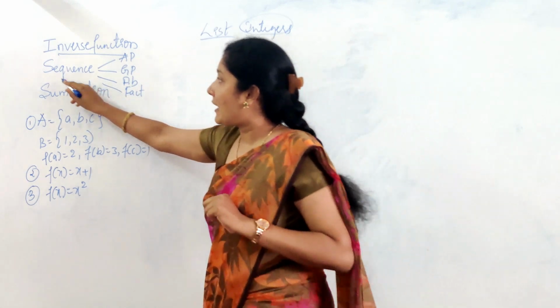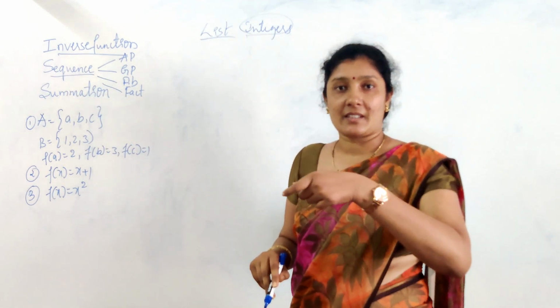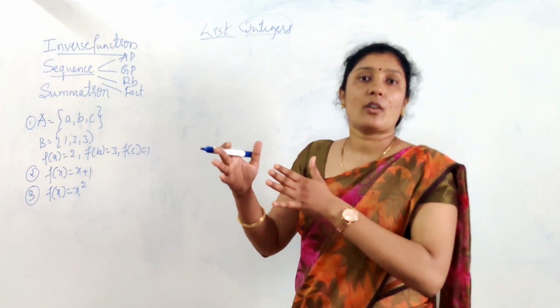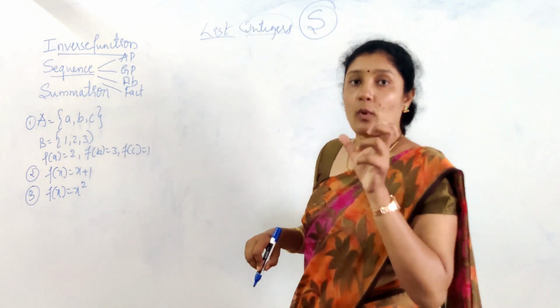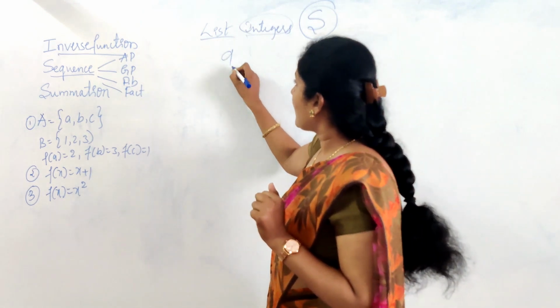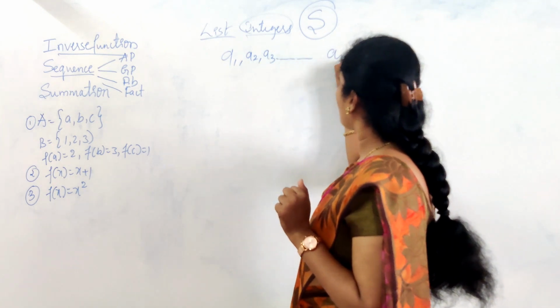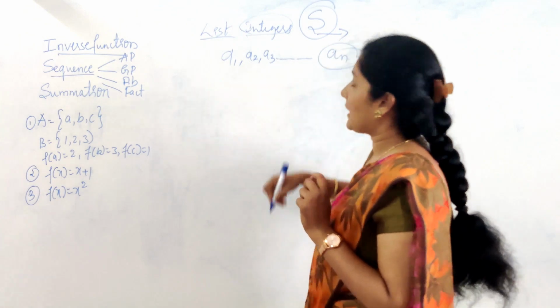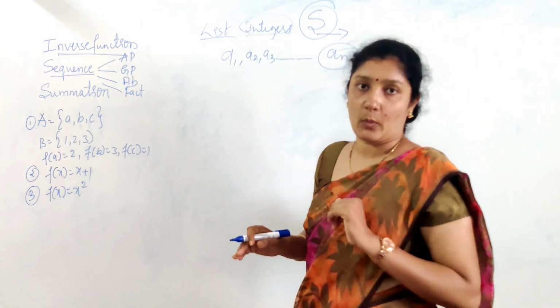Okay. So how to define sequence? It is a relation from a subset of the set of integers to a set. Then what is this set? In general we can write it as a1, a2, a3 and so on up to n. And here the set is noted as an, where a1, a2 are the terms of the sequence.